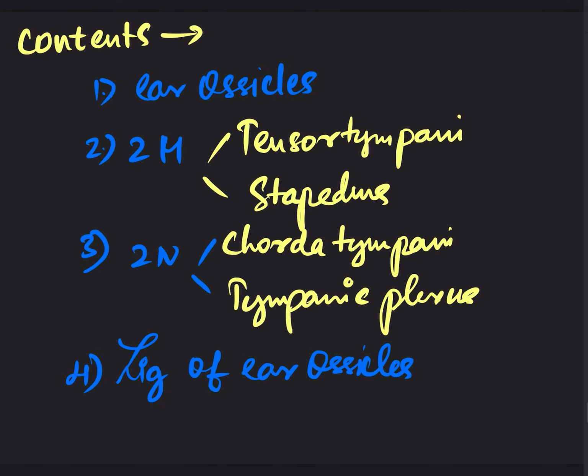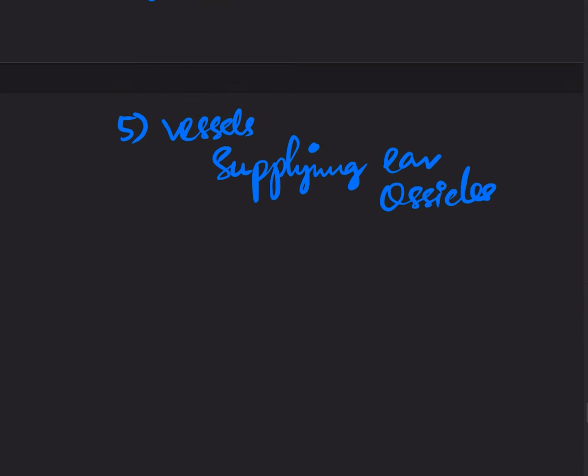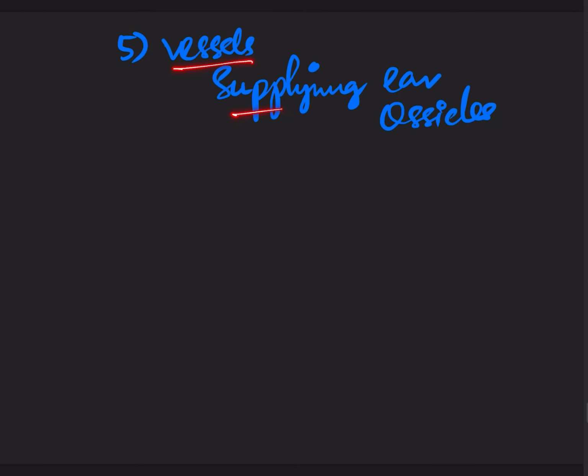Now let us go to the contents of the middle ear cavity. So what are all the contents there? You can find the ear ossicles, and these ear ossicles have ligaments by which they are connected, that is, the ligaments of the ear ossicles, and there are two muscles and two nerves. What are those two muscles? The tensor tympani, the name itself tells it is tensing the tympanic membrane, and the stapedius muscle. The two nerves are the chorda tympani and the tympanic plexus. Then there are the vessels which are supplying the ear ossicles. All these come under the contents of the middle ear cavity.